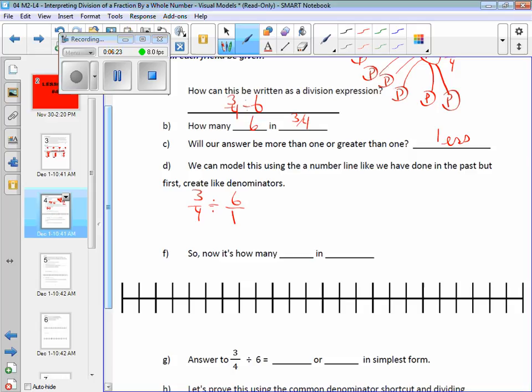Jay? Can't hear you, bud. Not yet. Need a common denominator. You've got to convert at least one of these. Between 4 and 1, what should your common denominator be? I agree. In order to make 1 a 4, you got to multiply it by?